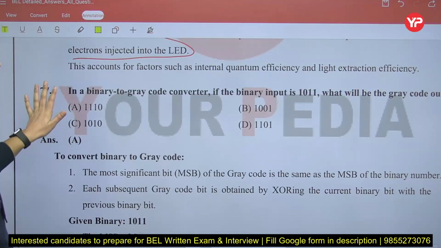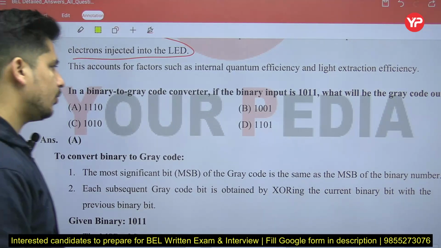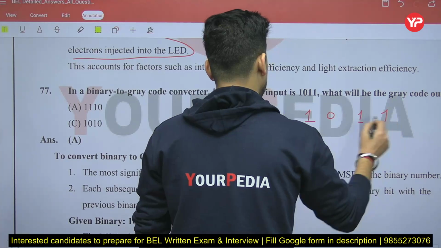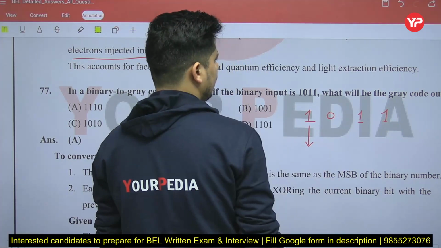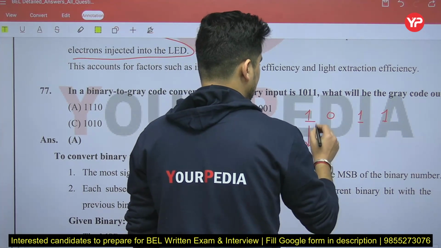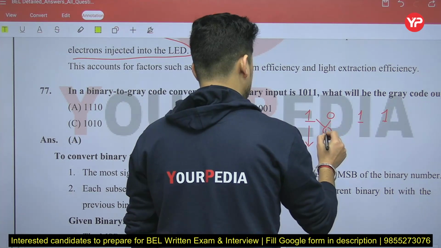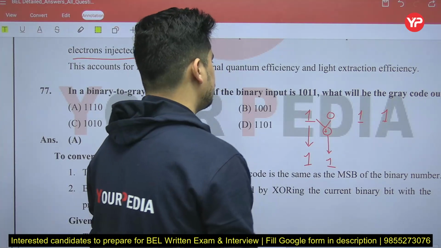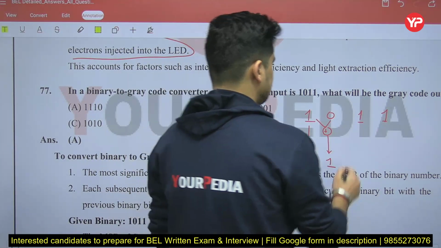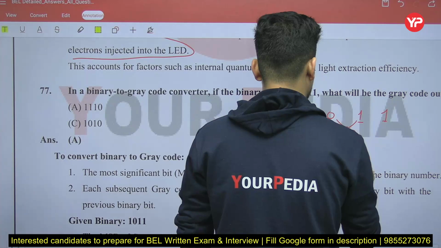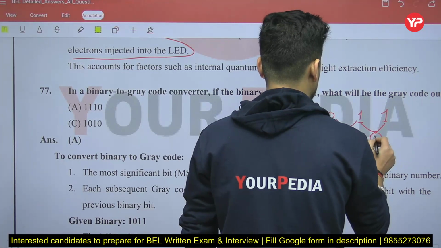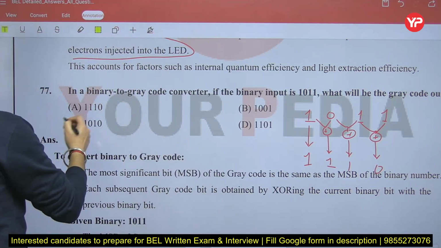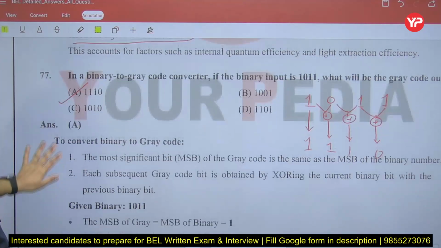You have a binary number that you have to convert into gray code. We have 1 0 1 1. Whenever you have to convert into gray code, just write the MSB as it is. Then you have to XOR the previous bit with the next bit. XOR of 1 0 will be 1. 1 0 XOR will be 1. 1 1 XOR will be 0. So what will be the answer? 1 1 1 0, that will be A.